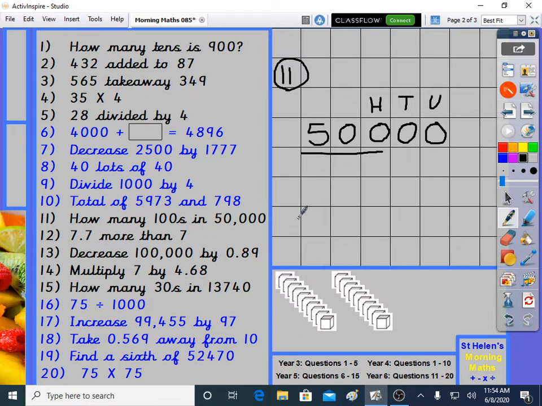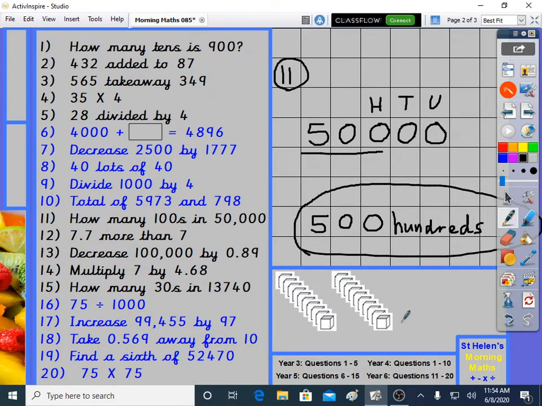How many hundreds in 50,000? The answer is there's 500 hundreds in there. 500 hundreds. Hopefully you're getting a bit used to these questions now. We've been doing those for the last week or so. So question 11 is 500 hundreds. There's your answer. And we're on question 12.